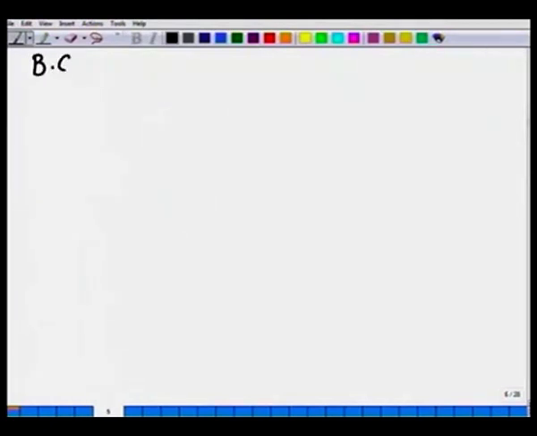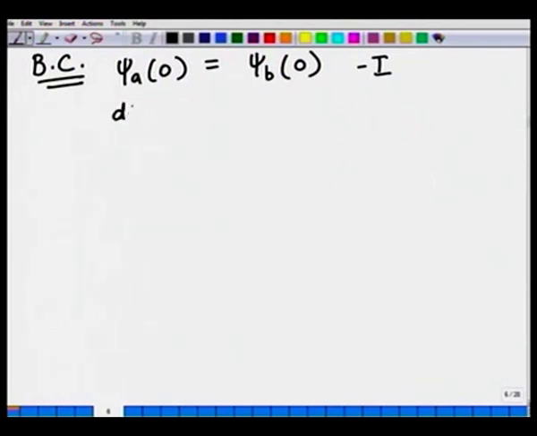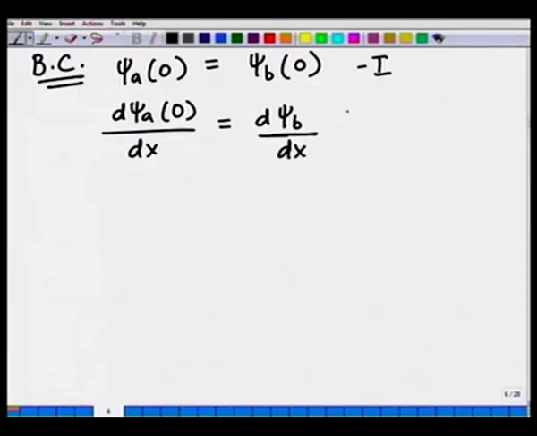So, these are the boundary conditions which we need to apply. What are the boundary conditions? At point x equal to 0, what happens? φ_A at x equal to 0 should be equal to φ_B, the wave function should be continuous. That is equation number 1. Equation number 2 is that, as you know, the first derivative should also be continuous, that is a requirement on the wave function. That is the nature of the wave function, that it should be continuous at x equal to 0. That is number 2.